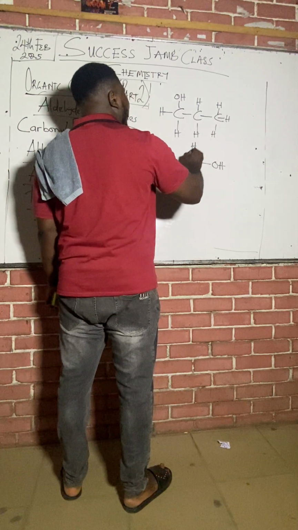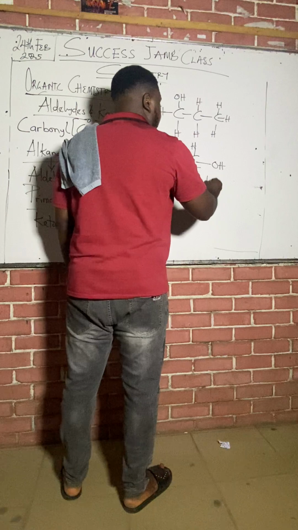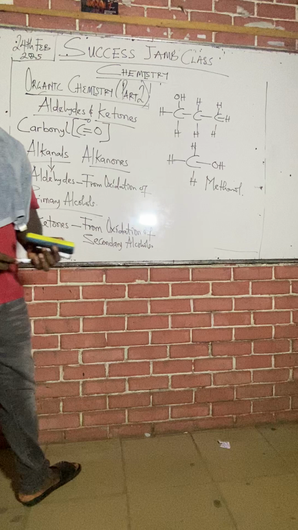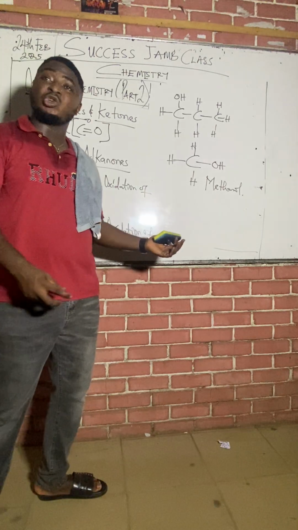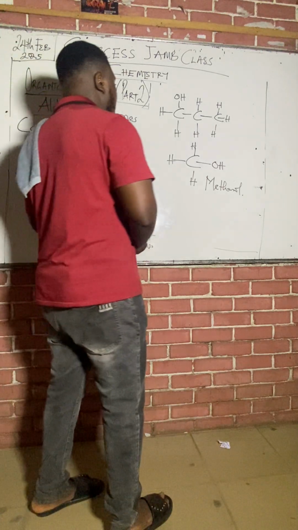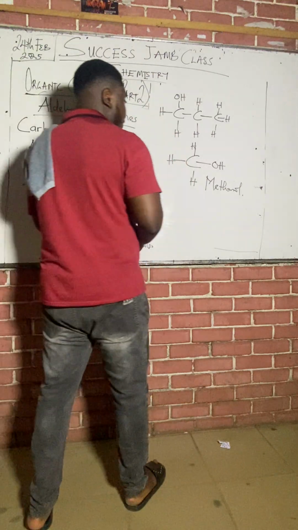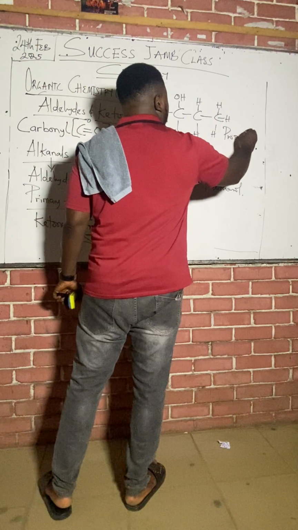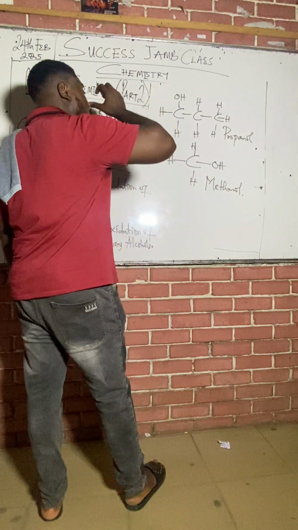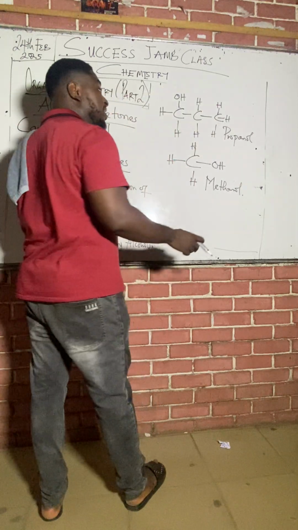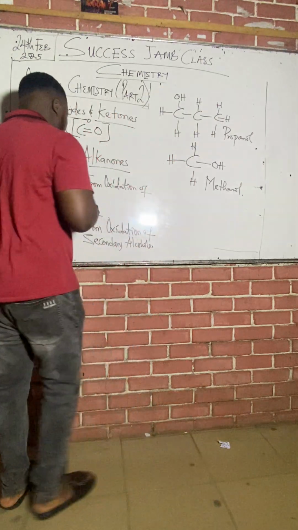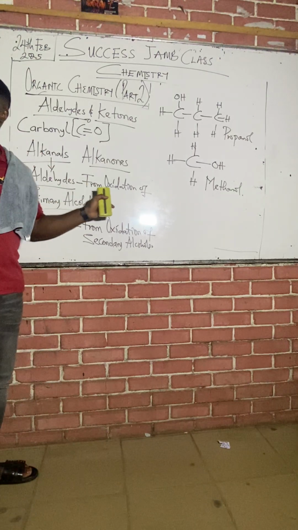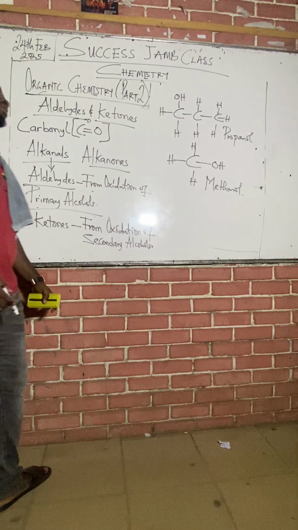Methanol has 3 hydrogens attached to the carbon bearing the OH group. So 2 or more: any carbon bearing the OH group that has 2 or more hydrogens attached to it is a primary alcohol. Now, this is methanol, and this one is propanol. These 2 are primary alcohols. Class, oxidation of primary alcohols will give aldehydes. Aldehydes are formed from the oxidation of primary alcohols.